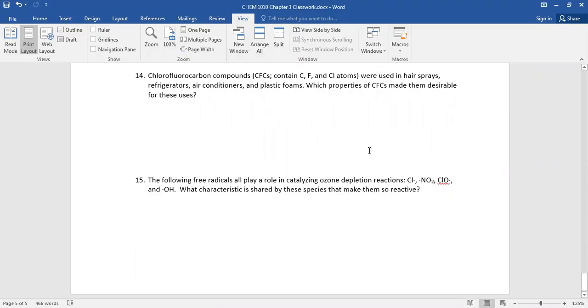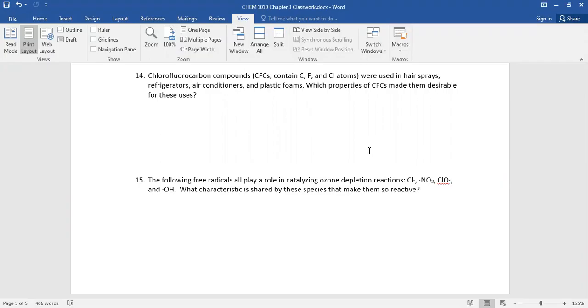And so question 14 is about chlorofluorocarbons. Those were compounds that were once used in hairsprays and refrigerators and air conditioning, but they're not used anymore because they react very vigorously in our stratosphere with the ozone, and therefore they break down ozone, which is a bad thing because we need our ozone layer to protect us from things like that harmful high energy, high frequency UVC radiation.